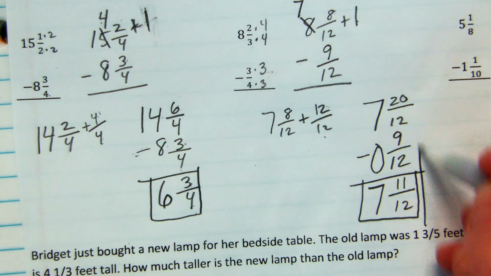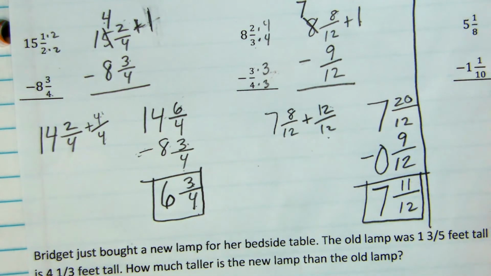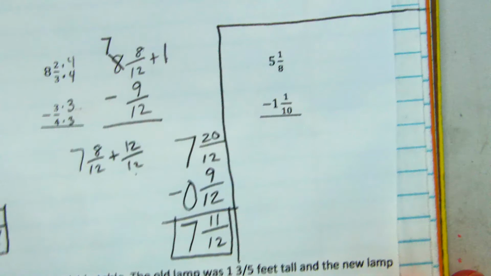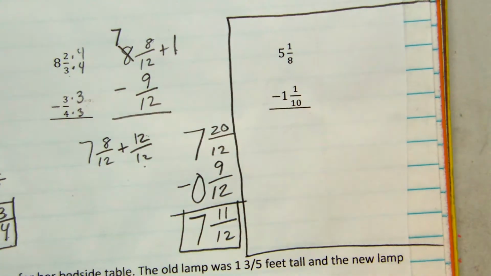So box off the last one. Box off the last one. It won't if you do the least common denominator. But box that one off for a second. We're going to leave that one over there. Okay?